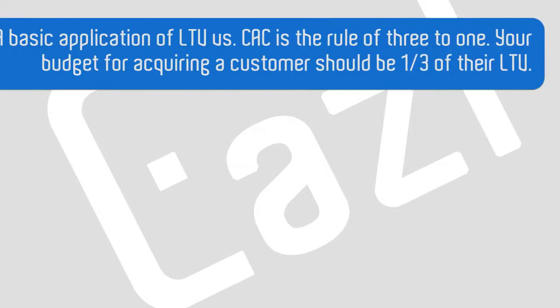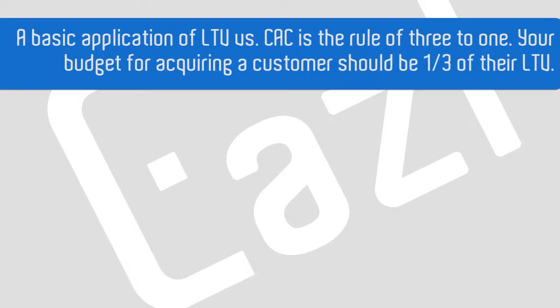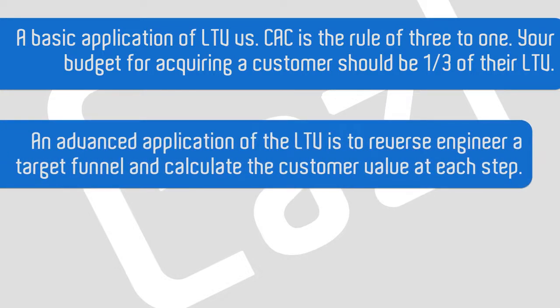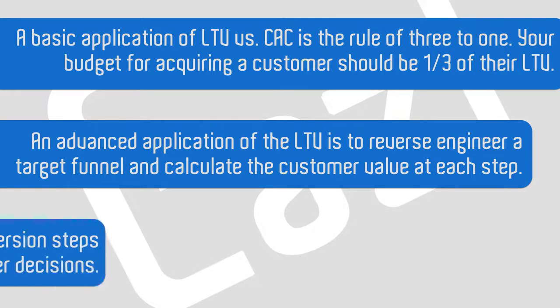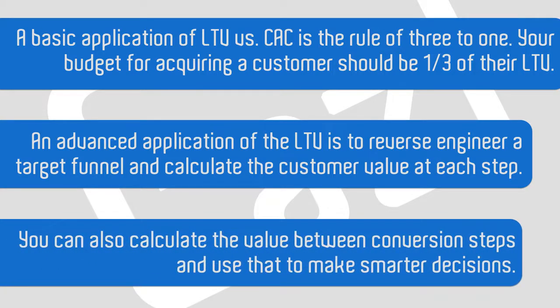So, in summary, a basic application of the LTV versus the CAC is the rule of 3 to 1. So, your budget for acquiring a customer should be about 1/3 of their LTV. But an advanced application of this theory is to reverse engineer the target funnel and then calculate the customer value at each step. Then you can also calculate the value between the conversion steps and use that information to make smarter decisions.